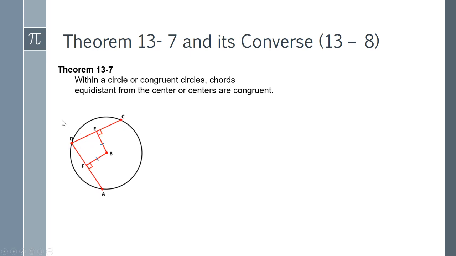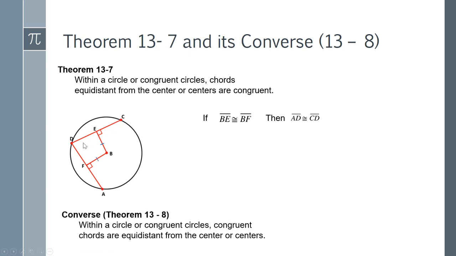There's another theorem that goes with this one later on. In other words, if BE, which is this segment from the center to the chord, is congruent to BF, then those two chords are congruent to each other. The converse is also true. If congruent chords are the same distance from the center, then those segments right here are also congruent. So if AD is congruent to CD, then BE is congruent to BF. We can do all sorts of little problems with that. Just understand this theorem and apply it as you need to.